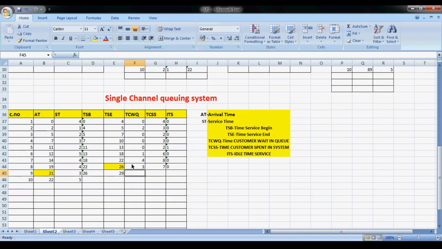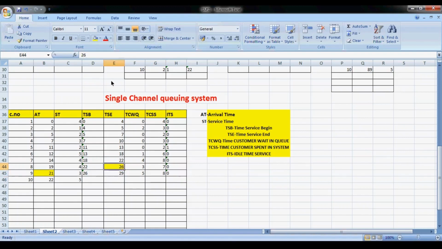So time customer waiting in a queue: the customer is coming at 21 and the server is going to finish the operation at 26. It means the customer is waiting for 5 minutes. 26 minus 21 gives 5. If the customer is waiting, the server is busy. So we need to calculate the time customer spent in the system, which is time service end minus arrival time. 29 minus 21 gives 8. 8 minutes the customer is spending in the system.